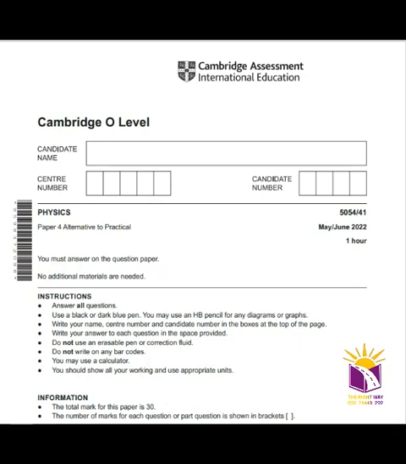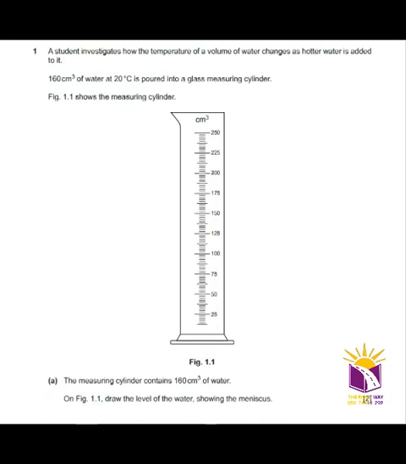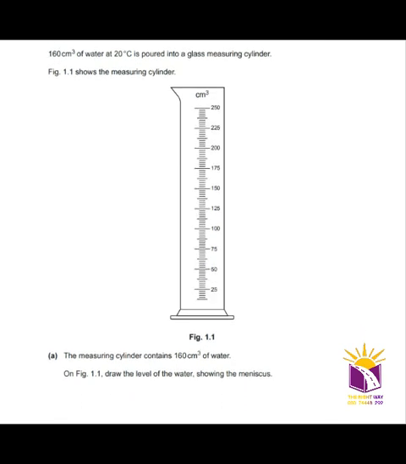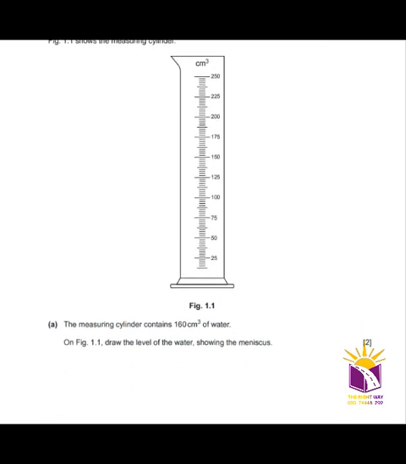Today we are going to solve Cambridge O level paper, May June 2022, paper 4, variant 1. Question number 1. A student investigates how the temperature of a volume of water changes as hotter water is added to it. 160 cm³ of water at 20 degrees centigrade is poured into a glass measuring cylinder. Figure 1.1 shows the measuring cylinder. The measuring cylinder contains 160 cm³ of water.